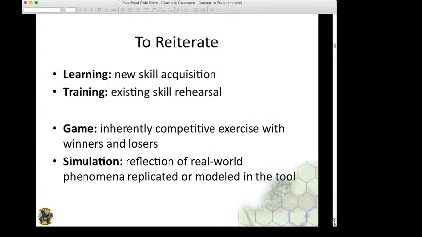So, to reiterate, we're looking at new skill acquisition versus existing skill rehearsal. And we're looking at inherently competitive exercises. And we're also looking at simulations. We're attempting to model something in the real world somehow.